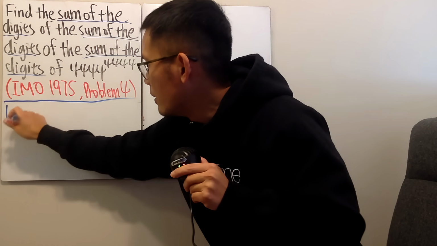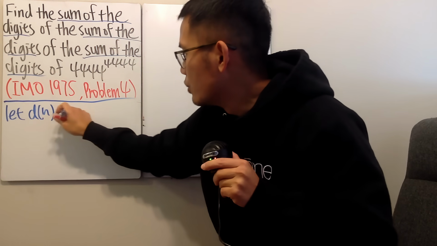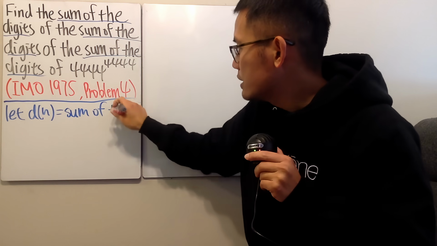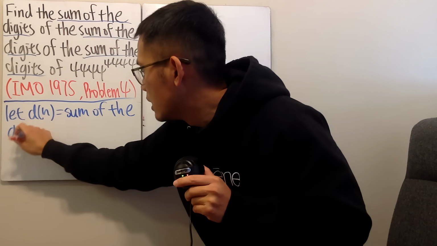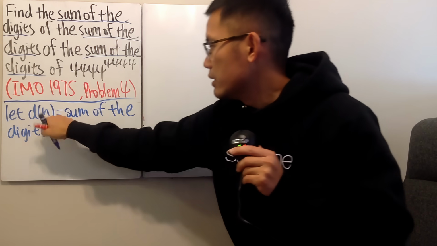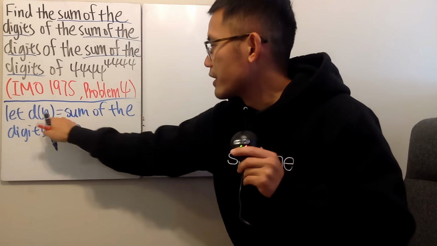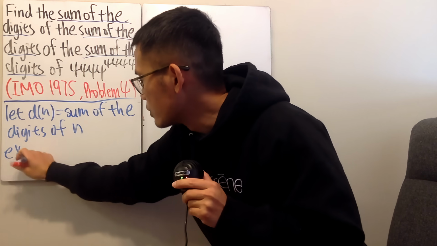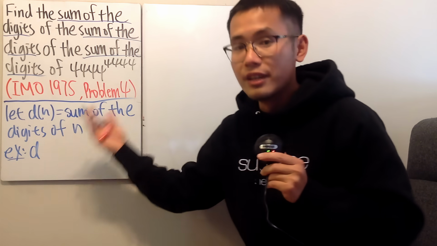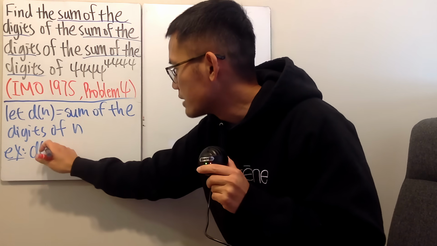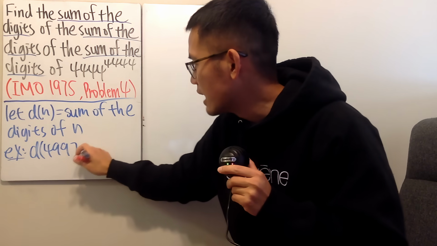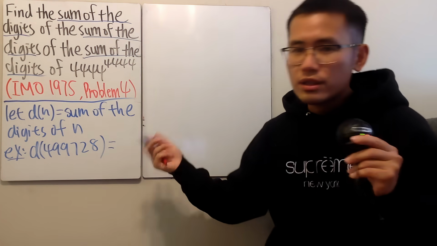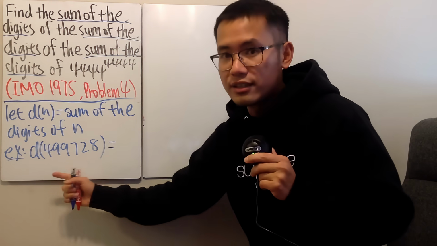I'm going to call d of n the sum of the digits of n. And of course, right here, you should put in a whole number. So let me give you an example. If you are trying to calculate the digit sum of, let's say, 499728, this is all you have to do: just go ahead and add all the numbers.